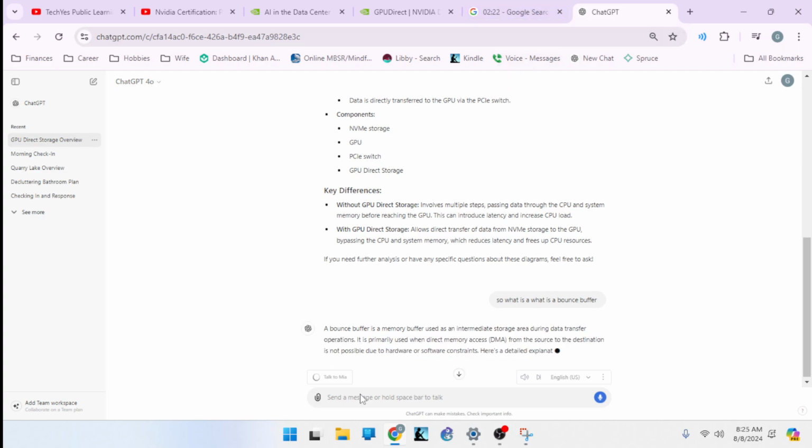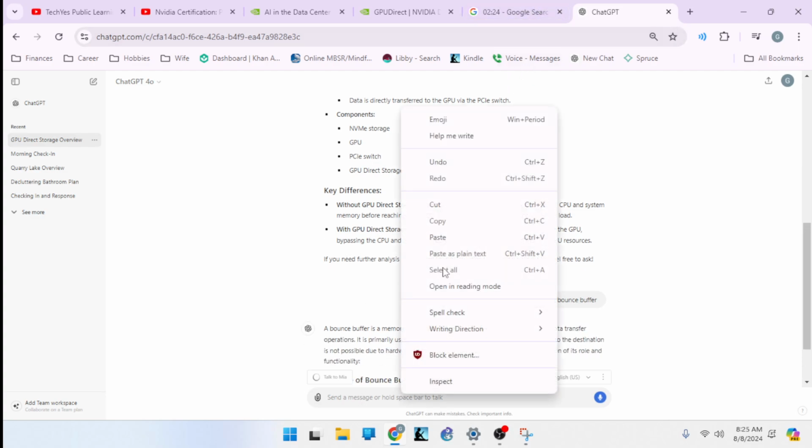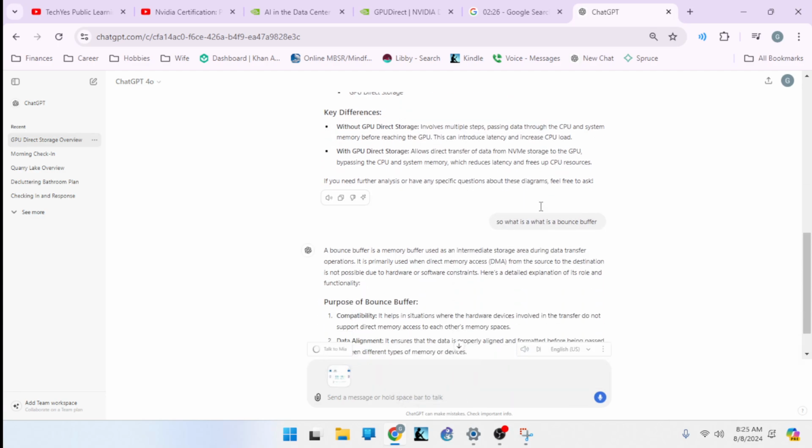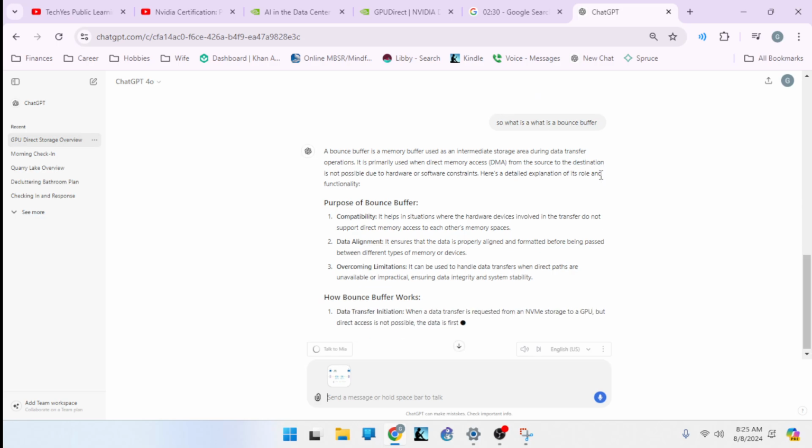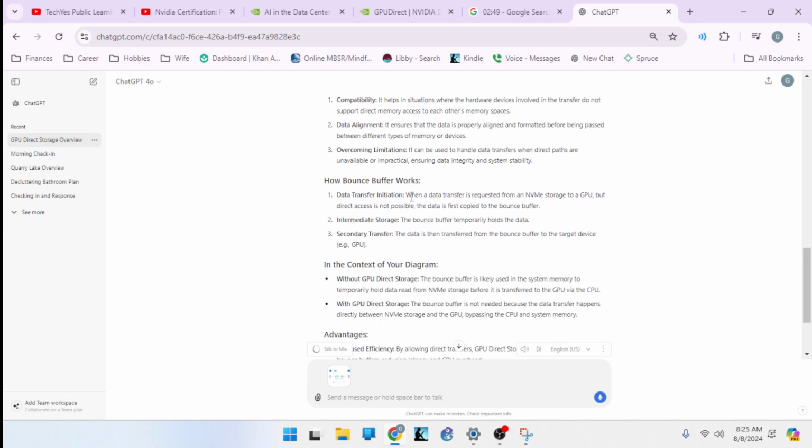A bounce buffer is a memory buffer used as an intermediate storage area during data transfer operations. It is primarily used when direct memory access (DMA) from the source to the destination is not possible due to hardware or software constraints. Here's a detailed explanation of its role and functionality. Purpose of bounce buffer. Compatibility. It helps in situations where the hardware devices involved in the transfer do not support direct memory access to each other's memory spaces. Data alignment. It ensures that the data is properly aligned and formatted before being passed between different types of memory or devices. Overcoming limitations. It can be used to handle data transfers when direct paths are unavailable or impractical, ensuring data integrity and system stability. How bounce buffer works.